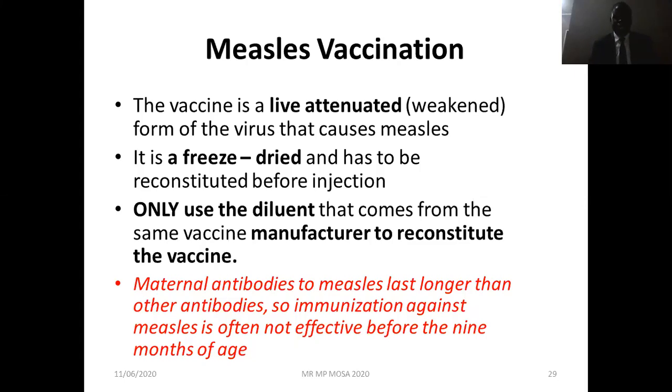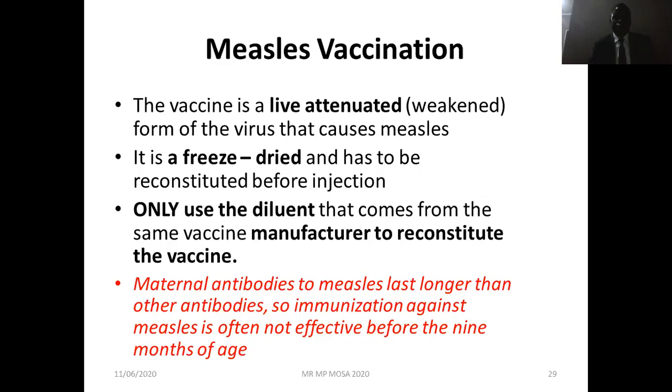So like I said, these vaccines normally come with their own diluent. You don't need to use sterile water for injections or normal saline, because they already come together with their diluents. Maternal antibodies to measles last longer than other antibodies.